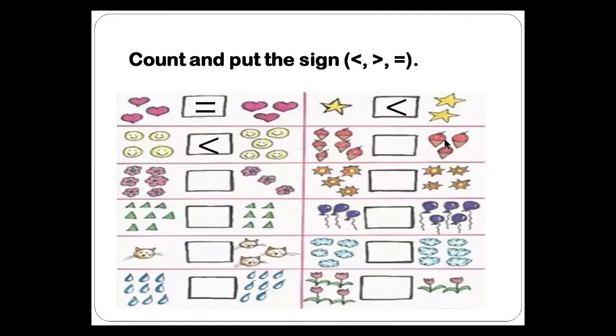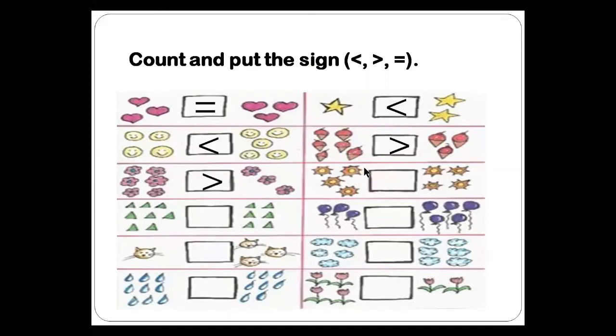Go to the next. Here we have ice cream cones. How many ice cream cones on the left side? We have 6 ice cream cones on the left side and 3 on the right side. So which sign will come? Greater than, because on the left hand side we have more ice creams than the right hand side. Now the next one we have flowers. How many flowers on the left hand side? 6. And on the right hand side we have 3 flowers. So on the left hand side we have more flowers, so we'll put the greater than sign.